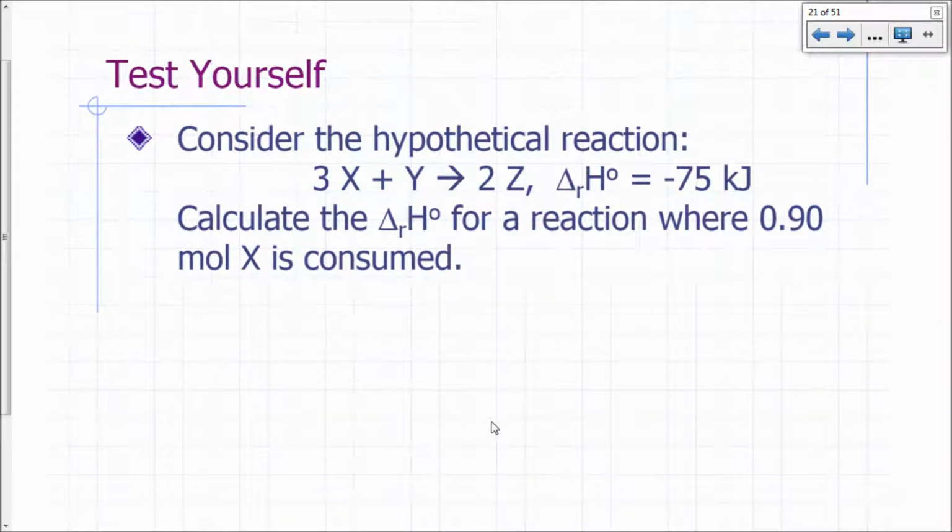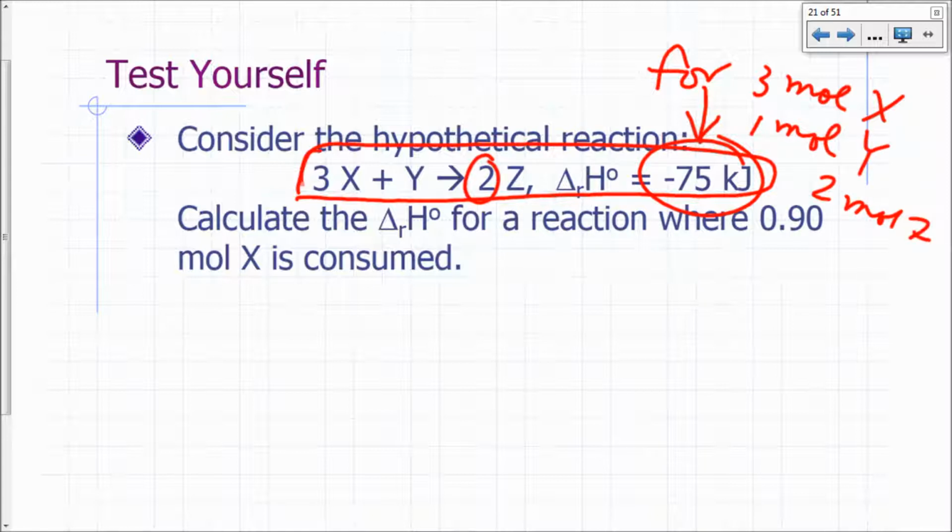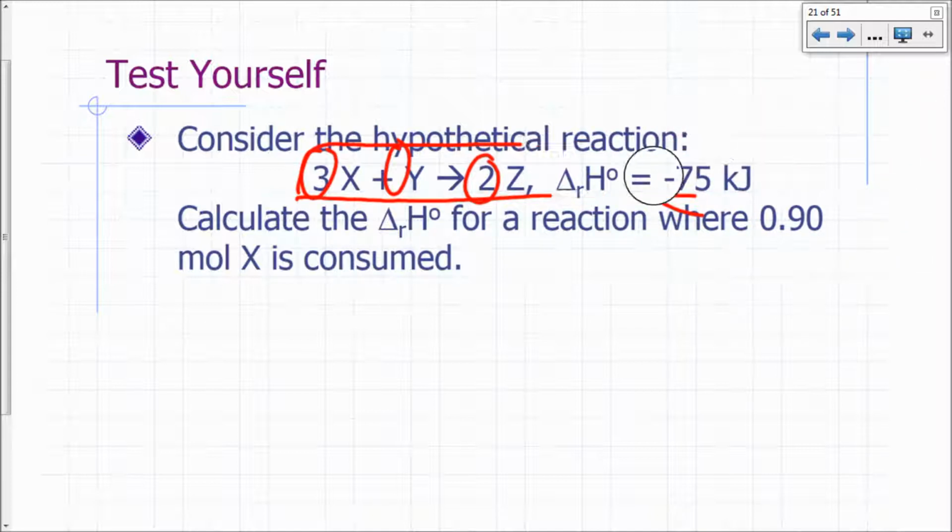So consider the hypothetical reaction here, represented by this hypothetical thermochemical equation. What's the delta H for a reaction where 0.9 moles of X is consumed? The number that you attach here corresponds to the situation where 3 moles of X are involved, 1 mole of Y is involved, and 2 moles of Z are involved. In other words, that corresponds to the moles in your balanced equation. So it's negative 75 if 3 moles of X and 1 mole of Y were consumed and 2 moles of Z were produced. But what if you carry out a reaction in the lab, and it's only 0.9 moles of X consumed?